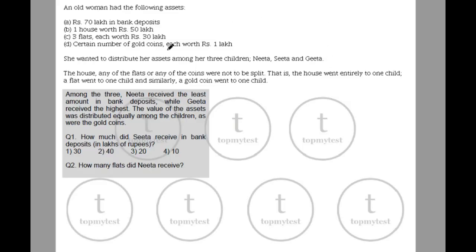This question is actually not very difficult as such. It says an old woman had the following assets. You have 70 lakhs in bank deposits, one house worth 50 lakhs, 3 flats each worth 30 lakhs. So this is 90 lakhs, 50 lakhs, 70 lakhs. So that's 140, 210 lakhs here. And a certain number of gold coins, each worth 1 lakh rupees. You don't know how many coins there are, but the value of each coin is 1 lakh. So 210 plus some gold coins.